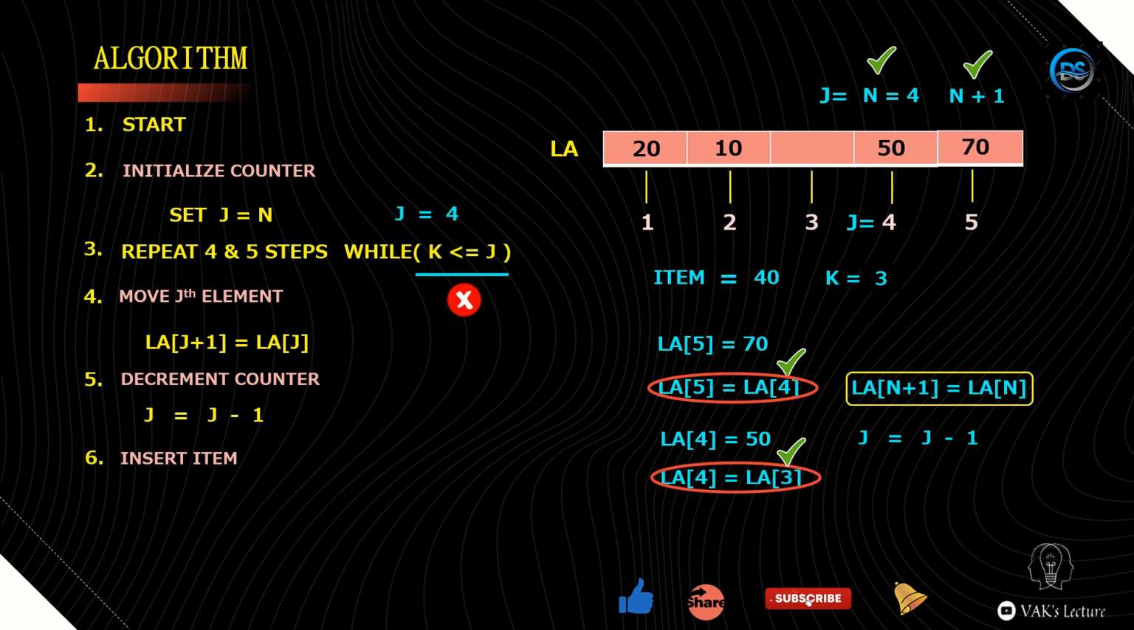But how? See here. Now the third position is empty. At this place we have to insert our element 40. Already 40 is in variable item. Also, the third position, which is our inserted position, is in variable k. So in step 6, how to write the equation? LA of k is equals to item. So item will be stored in kth position.